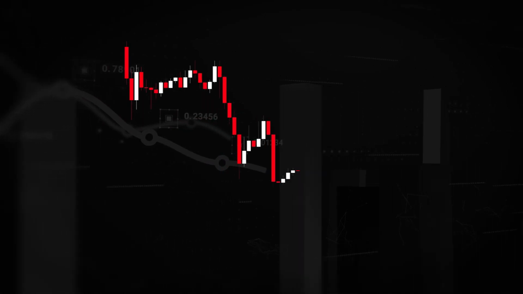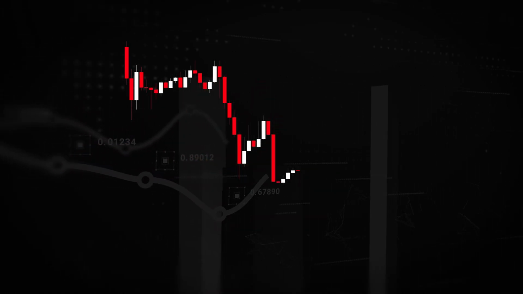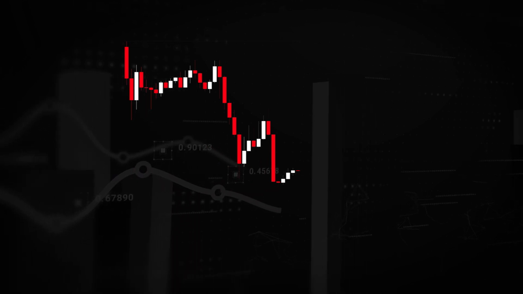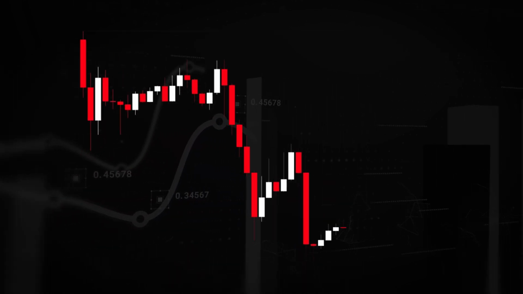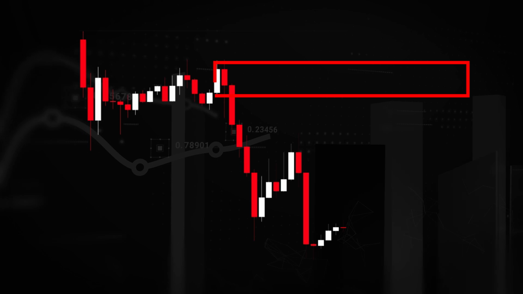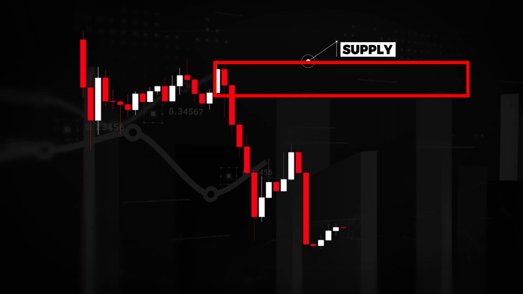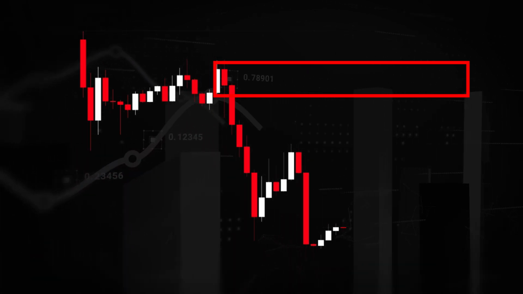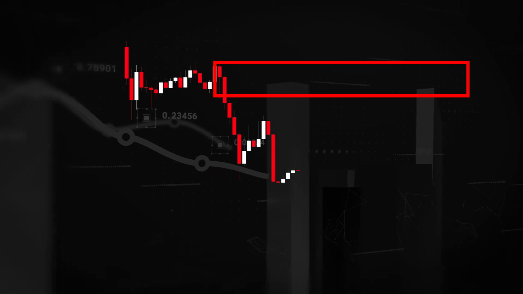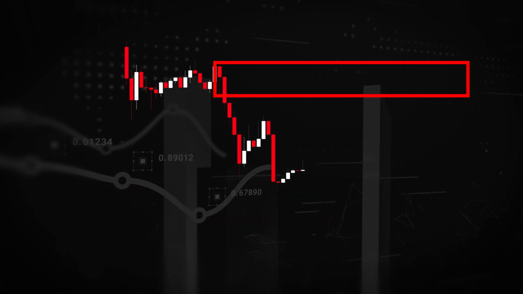Here's another example. We have several momentum candles in a row right here. Use your rectangle tool to box the previous candle, marking the high and low, and then extend it to the right. This creates your supply zone because the last time the price was here, it was pushed down significantly. Now, we wait for the price to come back up to this supply zone.